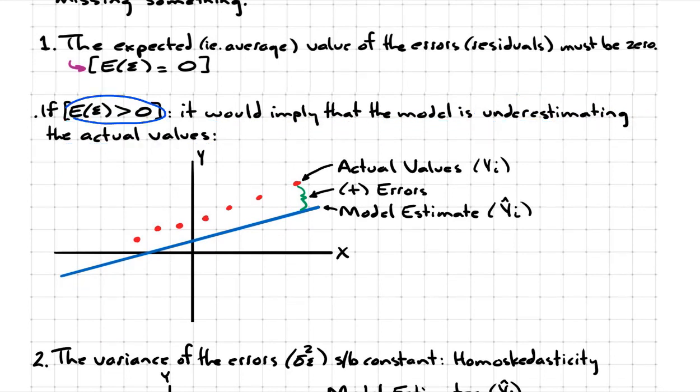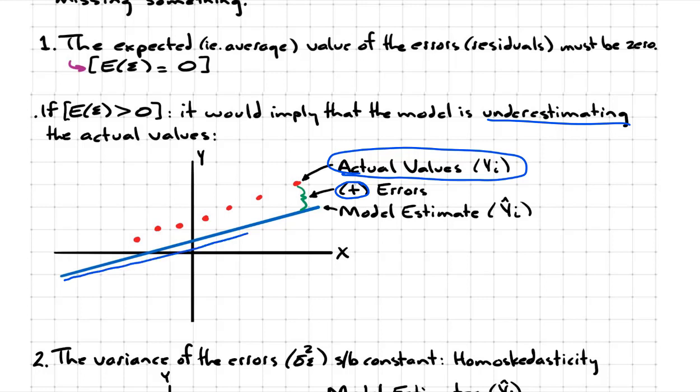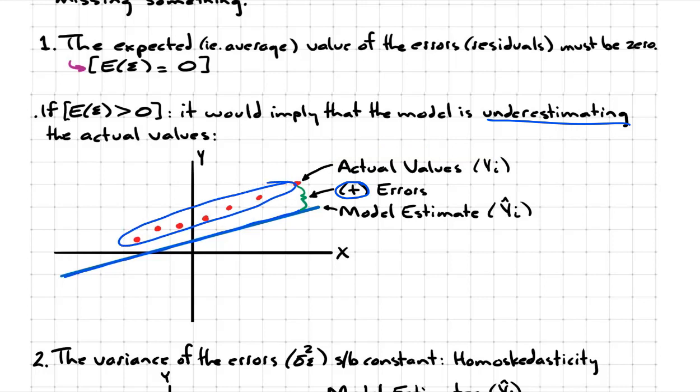You're saying the errors were positive. How could that result in underestimation? Here it is. The red dots represent actual values. Now, if you're told that there's positive errors, that would automatically imply that the model is below it. So if you look at it from the model's point of view, the blue line represents the model, all the actual values are above it, and therefore all the errors are positive. Because that's how you measure an error.